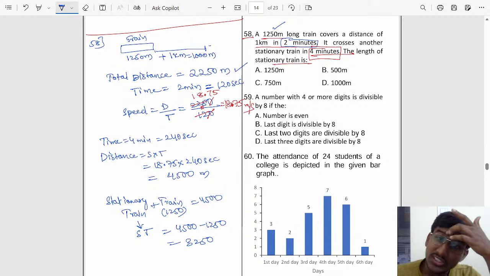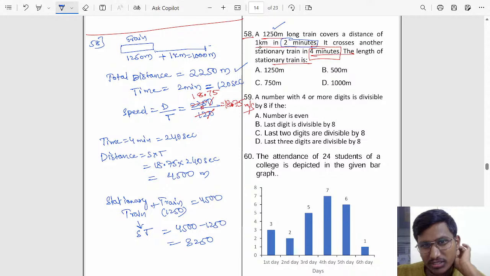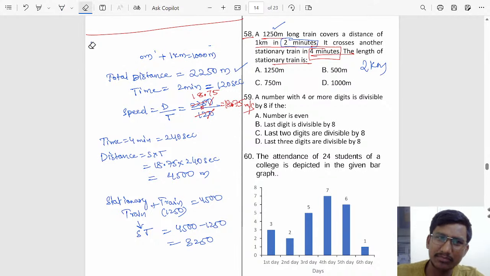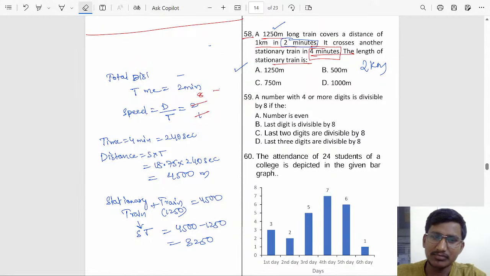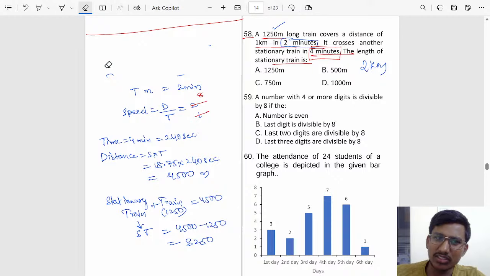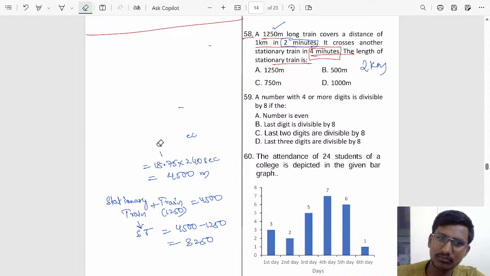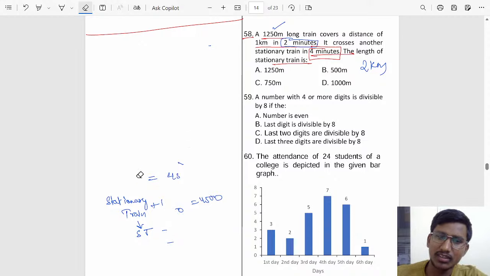Okay, so here 58, right? Otherwise we can do one more method: in 2 minutes it's covering 1 kilometer, which means in 4 minutes it will cover 2 kilometers. So we'll go with the shortcut method. We can do it directly, right? Instead of doing this much, which is not required, you can go with the shortcut method.